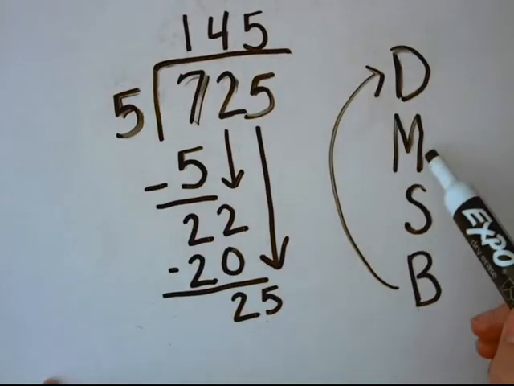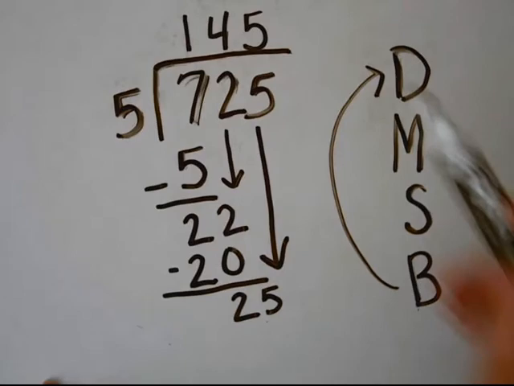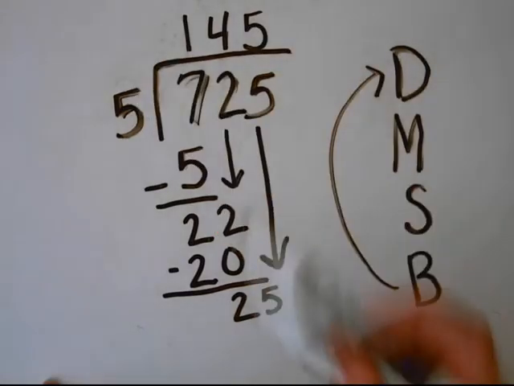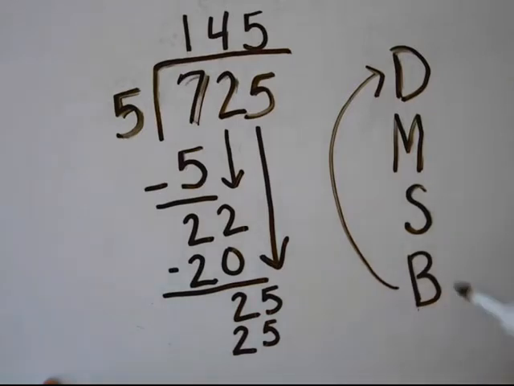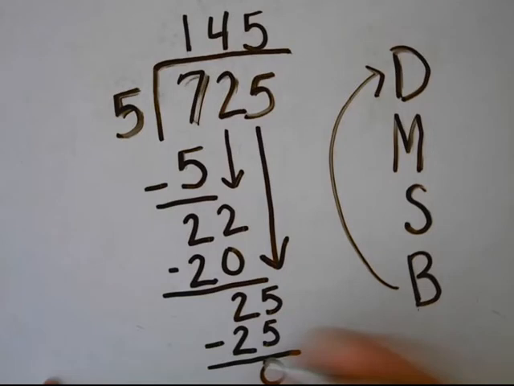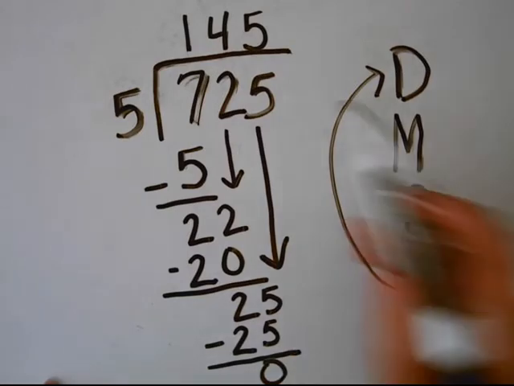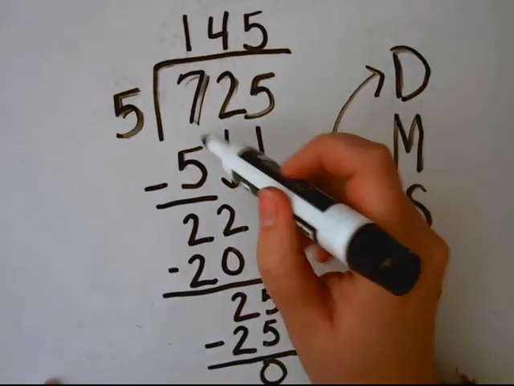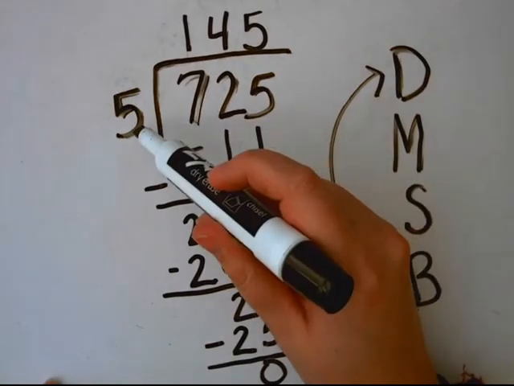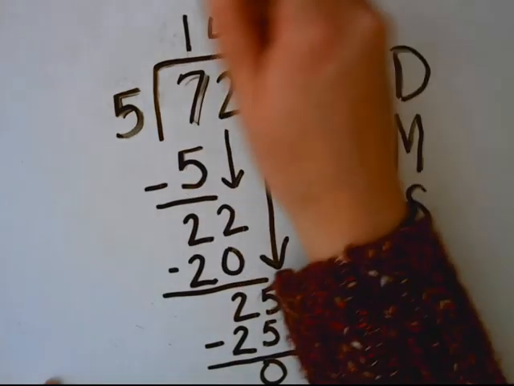The next step is to multiply. 5 times 5 is 25. Then I'm going to subtract, which is 25 minus 25, which is 0. And my last step would be to bring down. Since I have no other numbers to bring down, I know that I'm done. 725 divided by 5 is equal to 145.